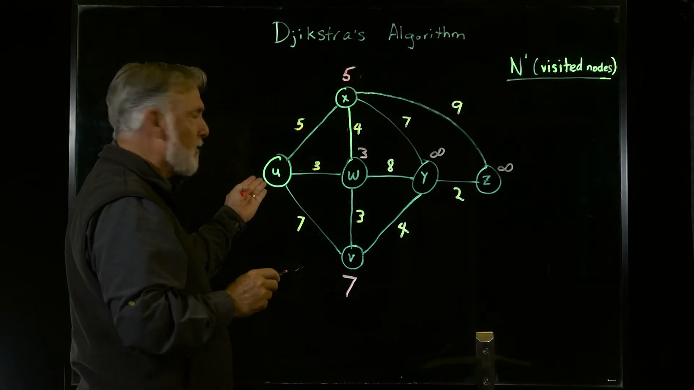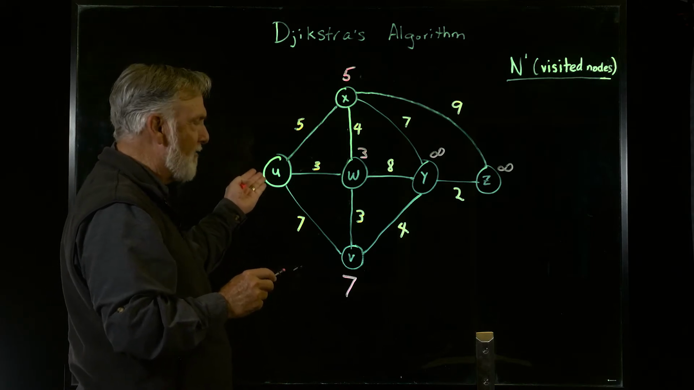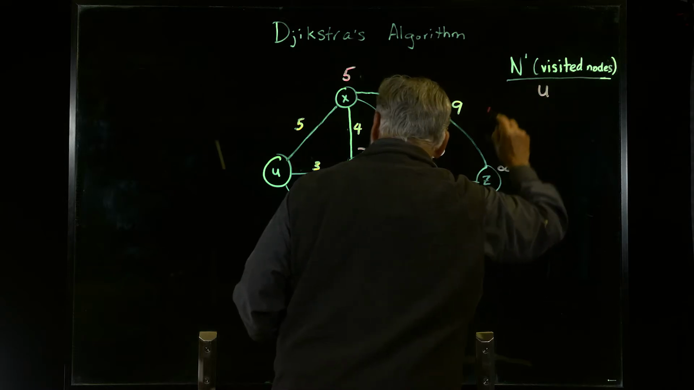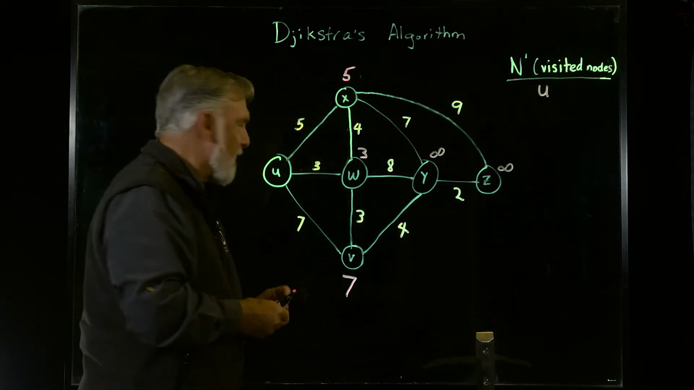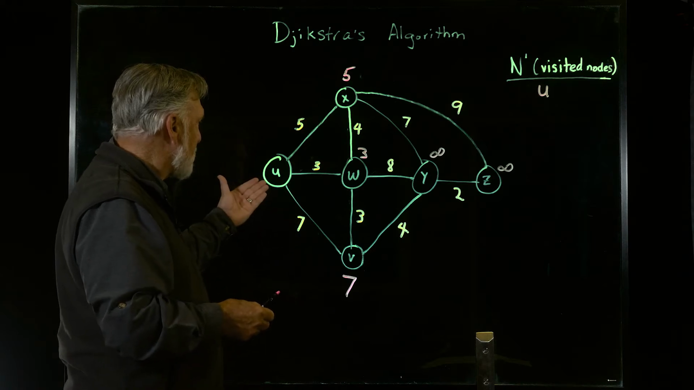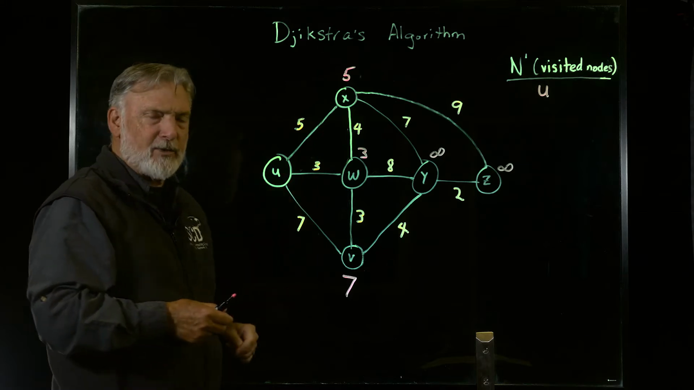We're starting from node U, the source node. And we're going to put down that we have already visited that node. Our next step is to take a look at the shortest or the closest node to U. And we notice that that is 3.